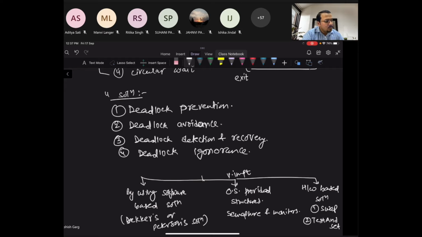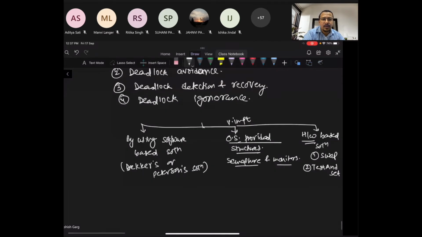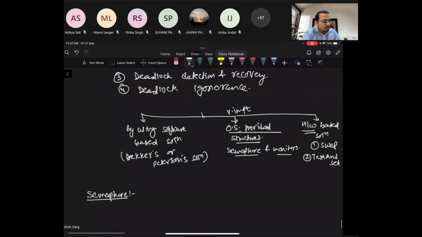Let's talk about OS-provided structures, semaphore and monitors. So what are OS-provided structures? Semaphore. What is semaphore? Semaphore is nothing but an OS-provided structure and two atomic operations.